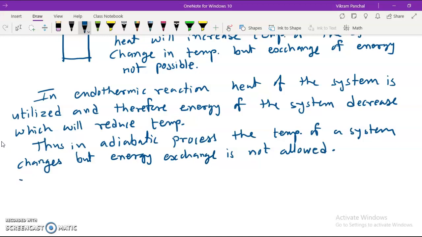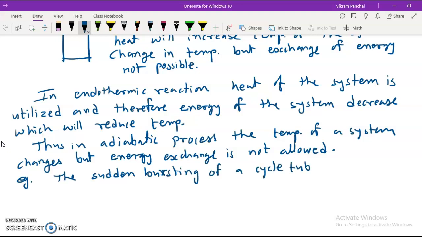Okay. Example is the sudden bursting of a cycle tube during puncture. So this is an example of adiabatic process where the sudden bursting of cycle tube takes place, and you must have experienced this either in maybe cycle or scooter or in different vehicles. Okay, so this is all about adiabatic process.